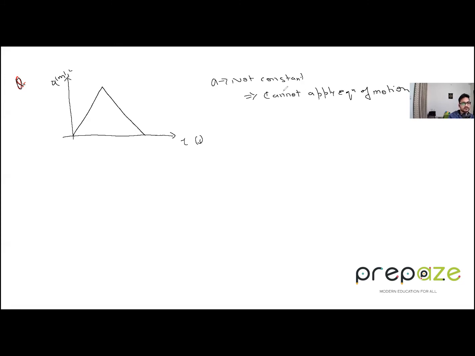Now, how to solve these types of questions? Suppose the question says this value is, let's say, 4, this value is 2, and this is 4, and this is 0. If the question goes like that: the initial velocity of the particle is 2 meter per second, find the final velocity. How will you solve such questions? I told you the area under the AT graph is the change in velocity.